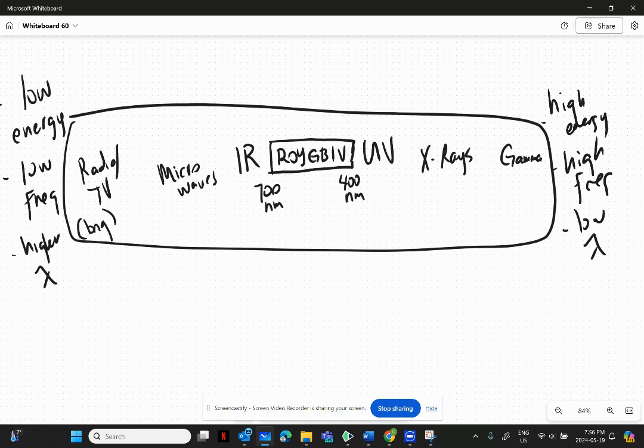Then put your endpoints on. The lowest energy is radio, TV, long wave radiation. You know that it's the lowest energy as well, because you flip on the radio or turn on a TV or whatever, and there's not a lot of radiation there. It's not like it's giving you cancer or anything by doing that, right?